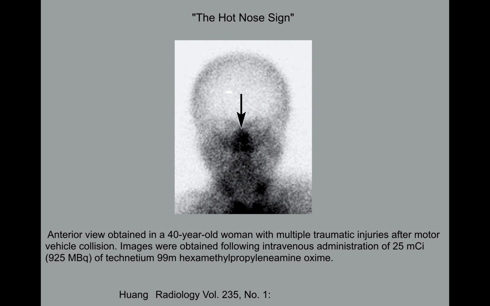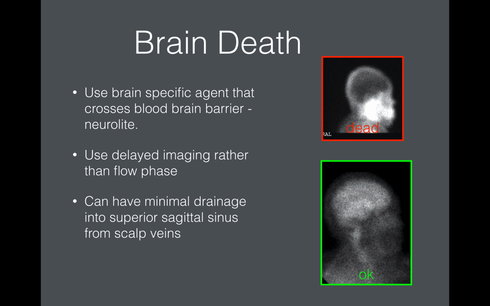Okay. Hot nose sign, again, this is something people like to publish, so in a patient with brain death, there's increased flow in the external carotid, so there'll be increased uptake in the face. All right, so in summary, for brain death imaging, do not use blood pool agents, use brain-specific agents such as Neurolite, and use delayed images for brain parenchyma. Makes it pretty straightforward.